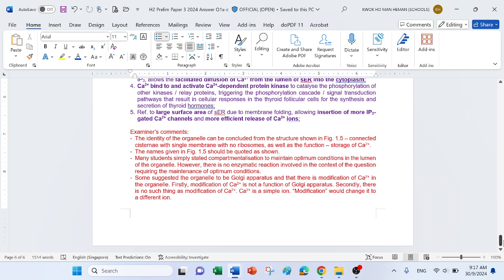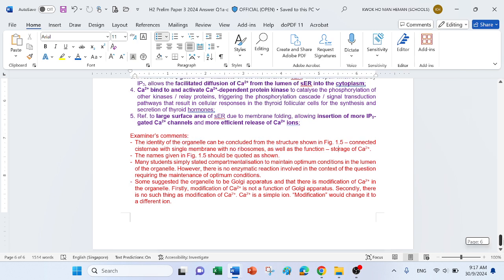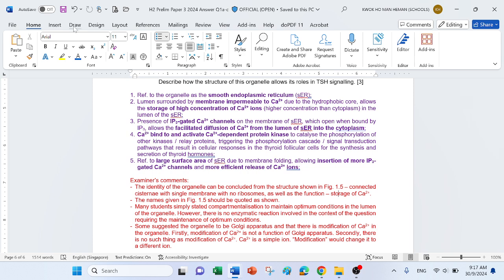So again, most of the feedback comments I have put into the explanation just now. I'll leave you to read it further. Okay, so these are the questions I've marked for paper 3.